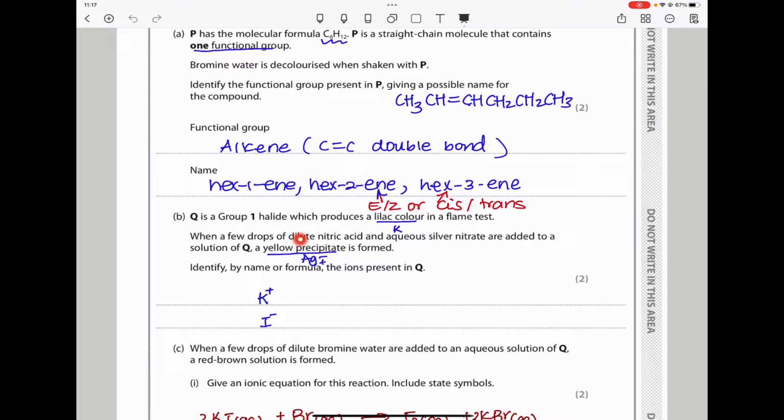Now, addition of dilute nitric acid and silver nitrate is testing for halides. You remember chloride produces a white precipitate, bromide produces a cream precipitate, and iodide produces a yellow precipitate. So this yellow precipitate is due to iodide, and the lilac flame is due to potassium.